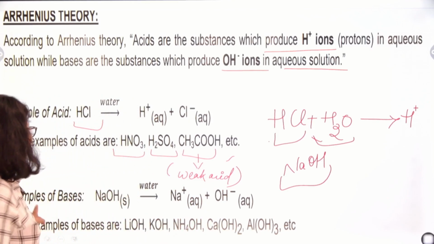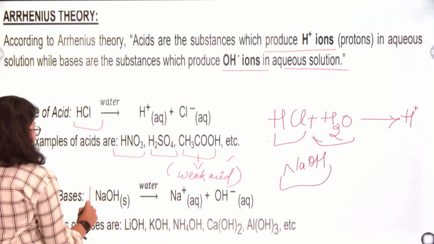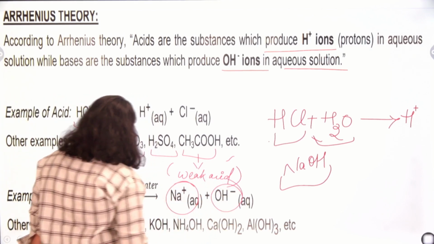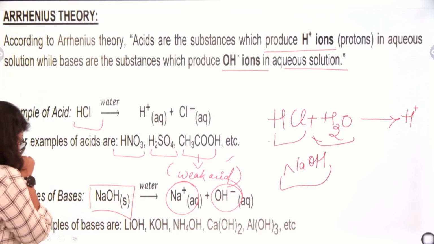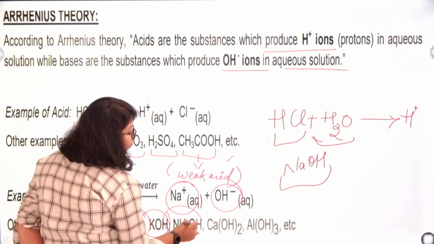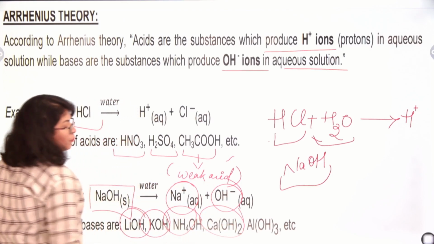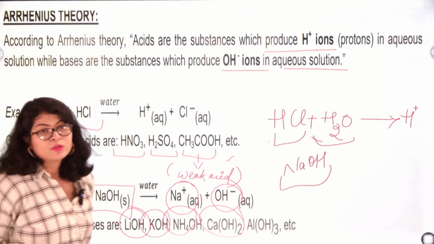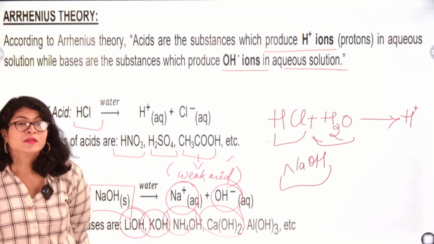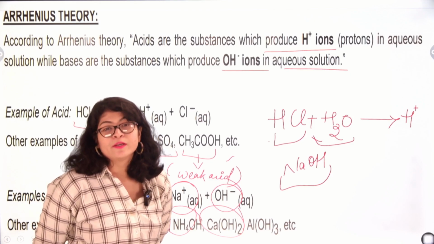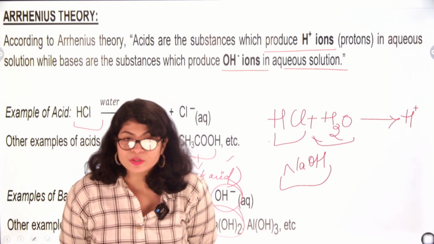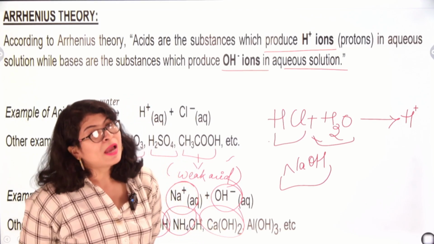Next is example of bases. If I say, then NaOH, when dissolved in water, it breaks off into Na+ and OH-. Other examples being LiOH, KOH, NH4OH, Ca(OH)2, Al(OH)3, etc. So in the structure, wherever I find the possibility of donation of OH-, they are classified under the category of bases, and the structures where there is possibility of H+ donation, they fall under the category of acids.